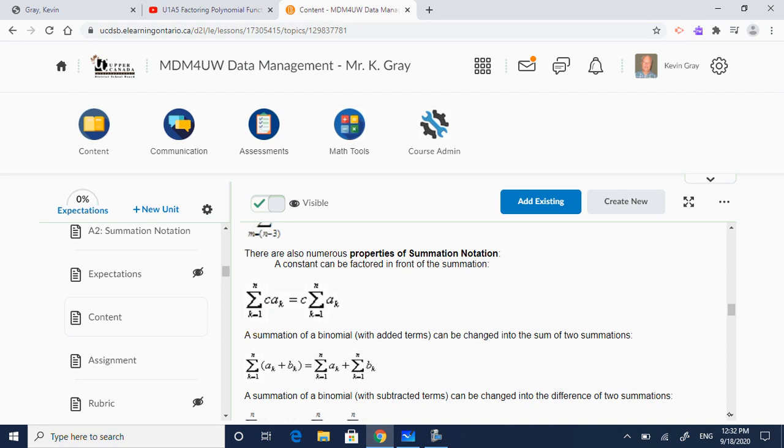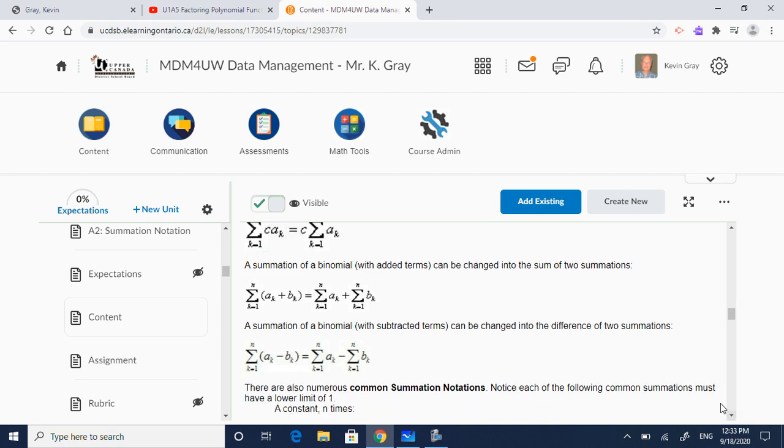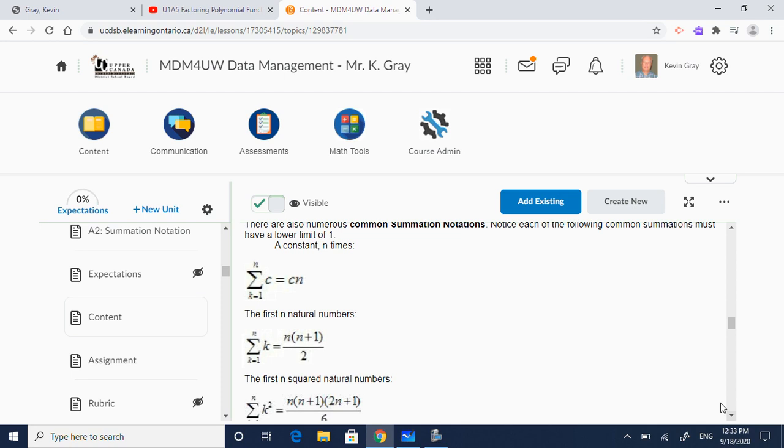Okay, if I can identify a constant, I can pull that out and just multiply it by. If I can identify the sum of two terms, I can find the summation of each of the terms and then add them together. Same thing with differences.